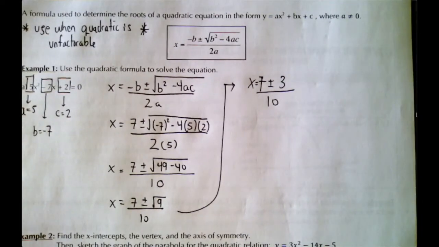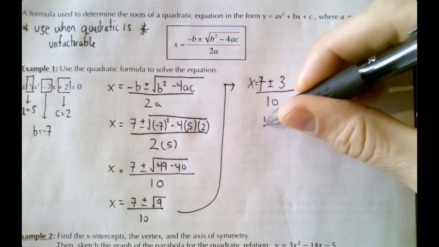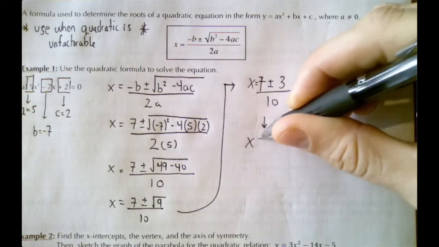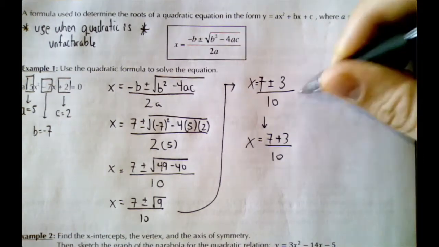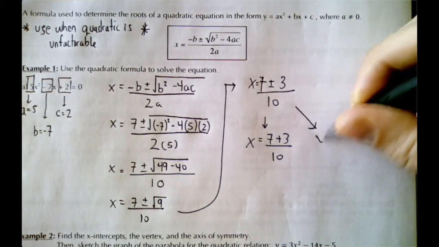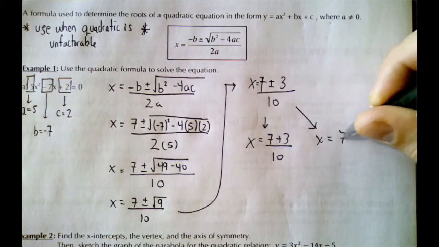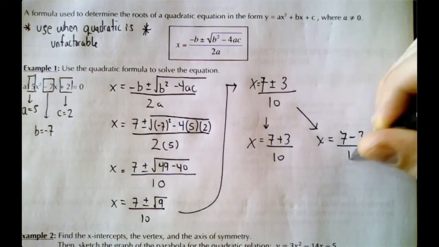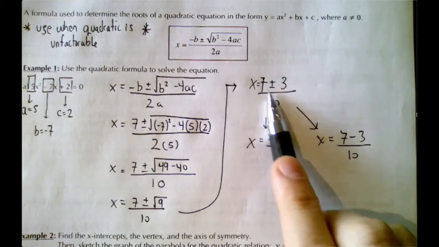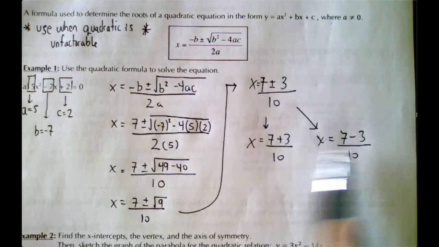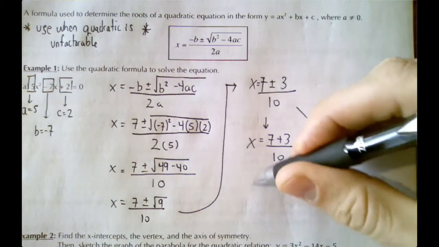And now I just create two little equations. One with a plus sign, x equals 7 plus 3 divided by 10, and the other with the minus sign, 7 minus 3 divided by 10. And that's how the plus or minus works. Once you get to this simple expression, we write it with the two scenarios to get our two answers.